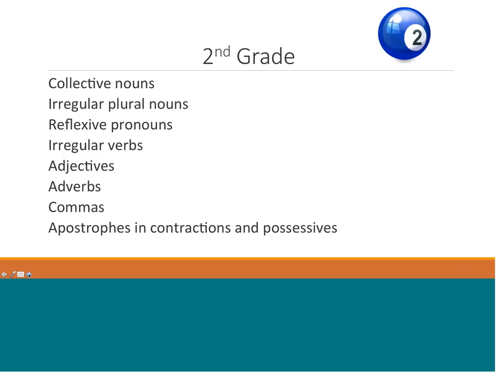Now, second grade. And remember that just because these terms are listed for second grade does not mean there's not more involved. What I did was I only added the ones that were not seen in previous grades. So second grade would include all of these plus the previous grade's terms. Collective nouns, irregular plural nouns, reflexive pronouns, irregular verbs, adjectives, adverbs, commas, and apostrophes used in contractions and possessives.